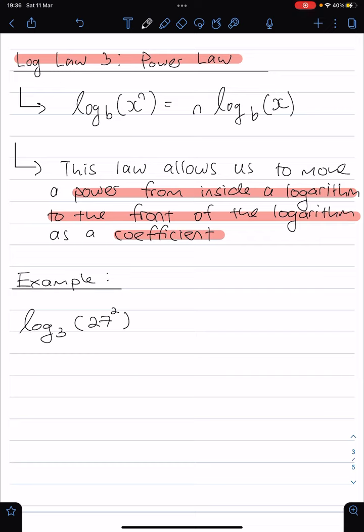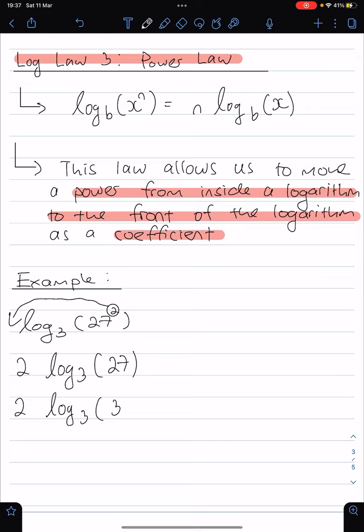In our example, we have log 3 (27 to the power of 2). The first thing that we want to do is move the exponent to the front. Therefore, our answer becomes 2 log base 3 (27). The next step is to look at the 27 and to find the prime bases of this. If we do this, we then get 2 log 3 (3 to the power of 3).